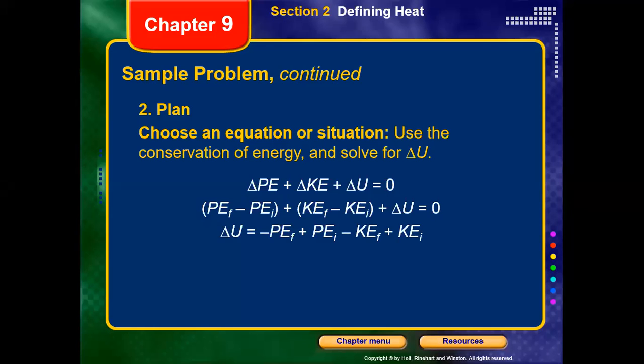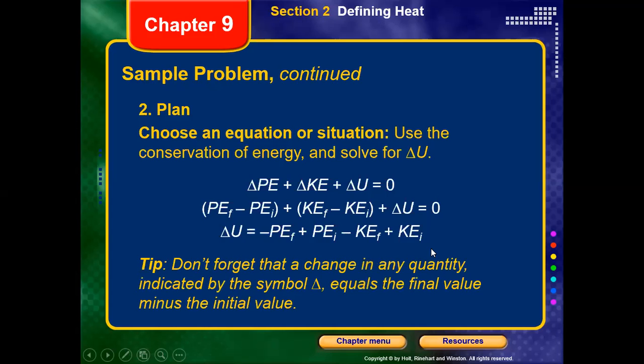Okay, we leave the delta U here and move everything to the other side. We have PE final plus PE initial minus KE final plus KE initial. Of course, this happened due to the change in the sign. You get negative plus positive, negative plus positive.